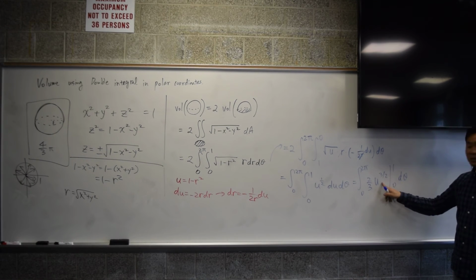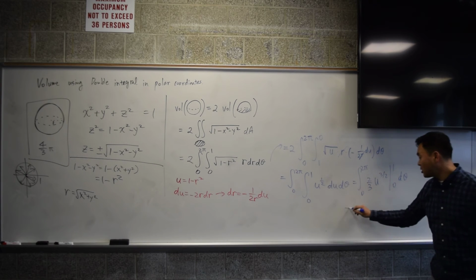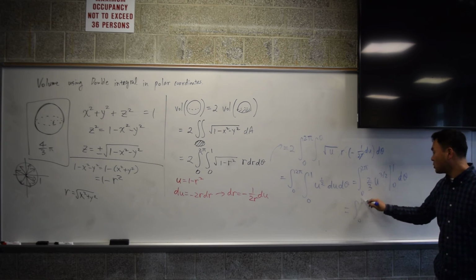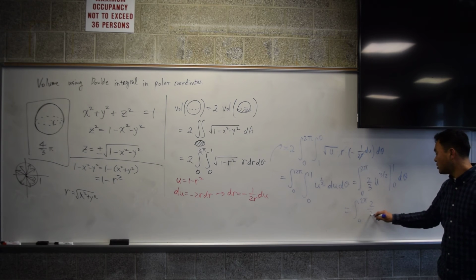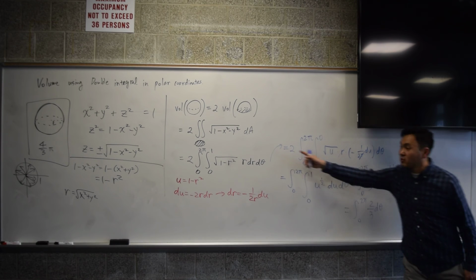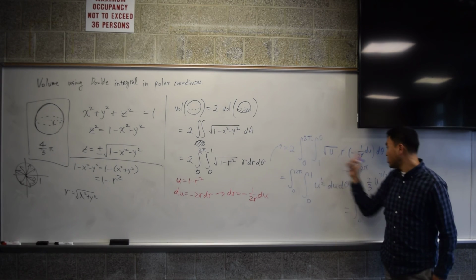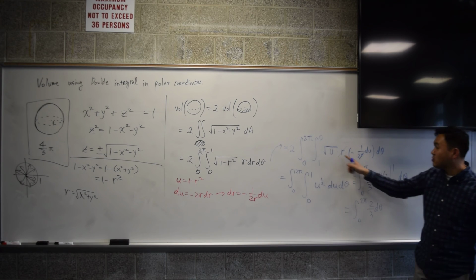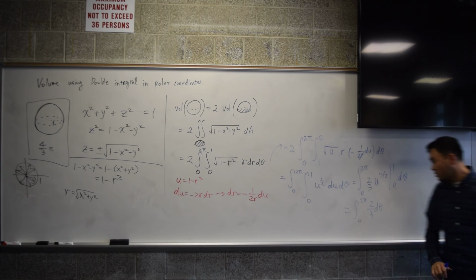And then when you plug in 1, it's 1. When you plug in 0, you get 0. So you end up with the integral from 0 to 2 pi of 2/3 d theta. We're almost there. What did you do with the 2? Oh, 2 and 1/2 canceled. Oh, okay. This 2 and 1/2 canceled. Minus was gone because I switched these two around, okay?